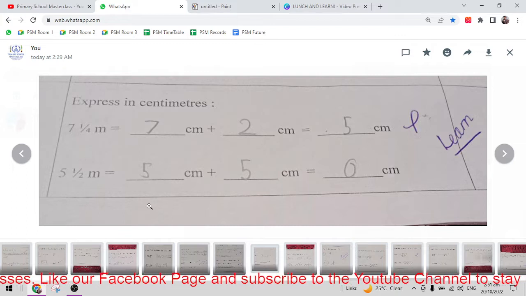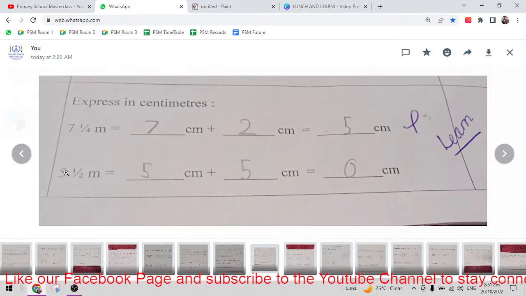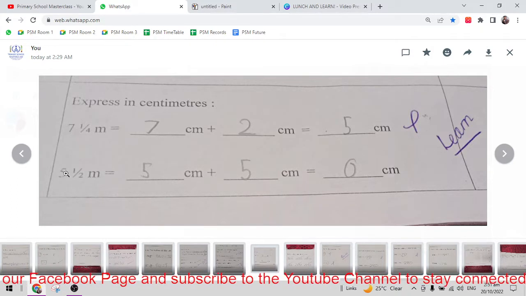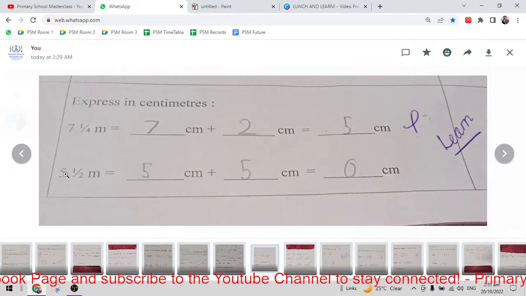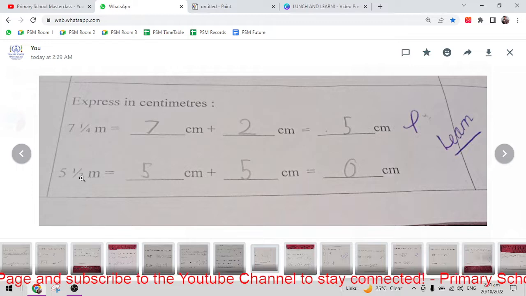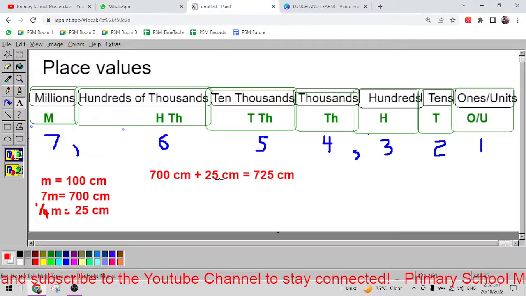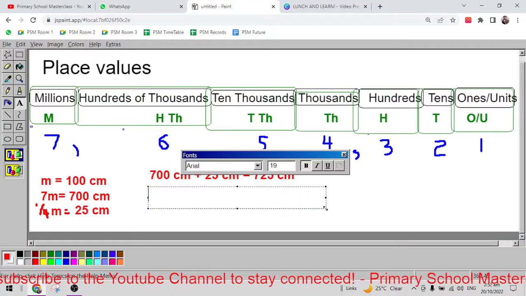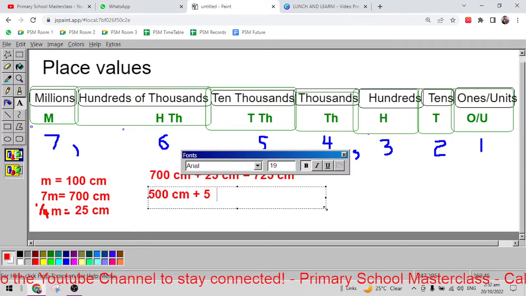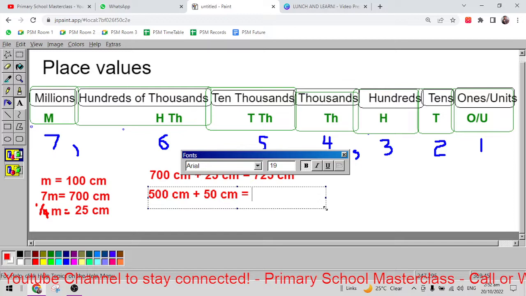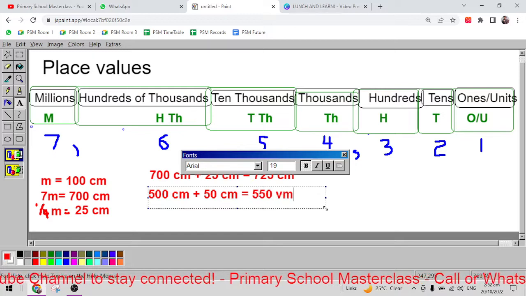Moving on. Next one. 5 meters. That's going to be equal to 5 by 100, 500 centimeters, plus a half. A half of 100 is 50. So the next one should say 500 centimeters plus 50 centimeters is equal to 550 centimeters.